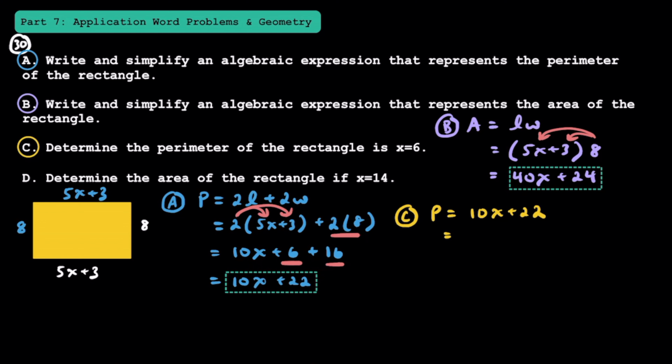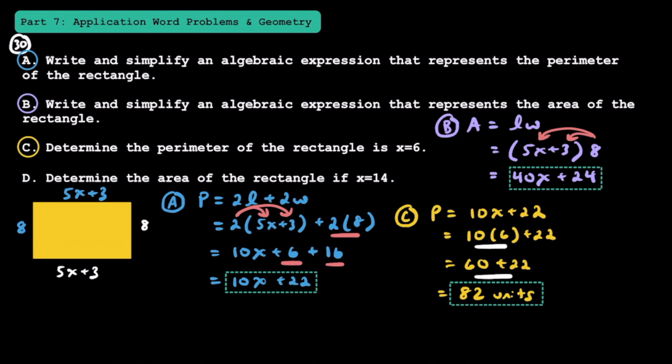Since we now know that x is equal to 6, we can substitute it in and say 10 times 6 plus 22. 10 times 6 is equal to 60, so we can write 60 plus 22. And adding 60 plus 22 together, we're going to get a total of 82 units. If x was equal to 6, the perimeter of this rectangle would be 82 units.